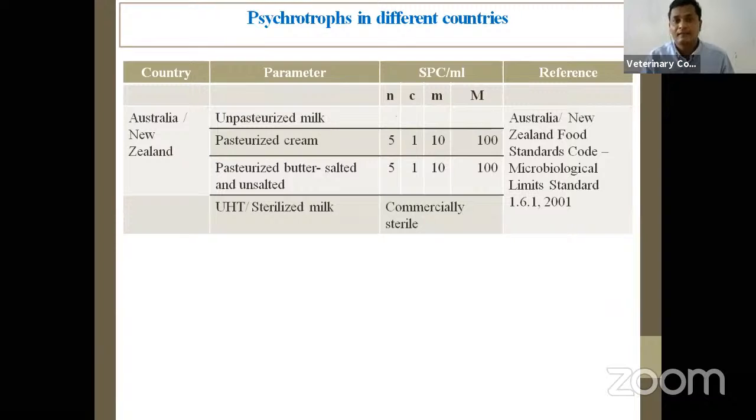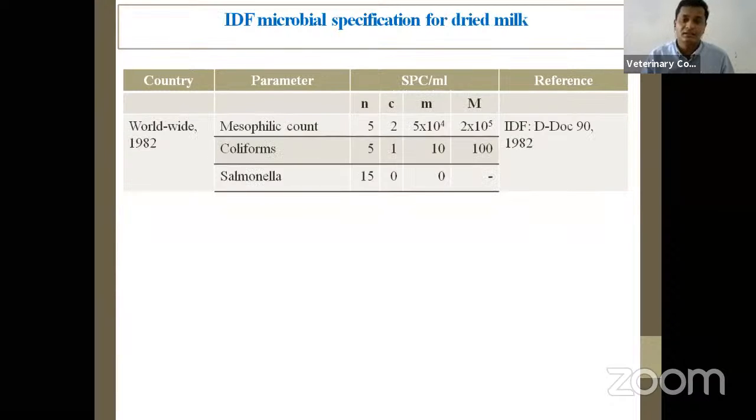Then the psychrotrophs in different countries. Psychrotrophs are those organisms that are cold-loving. 3-class sampling plan, except for the UHT or sterilized milk, which should be completely sterile. For the rest of all categories of milk, they have specified limits. The IDF also has given. IDF is a worldwide standard. IDF means International Dairy Federation.